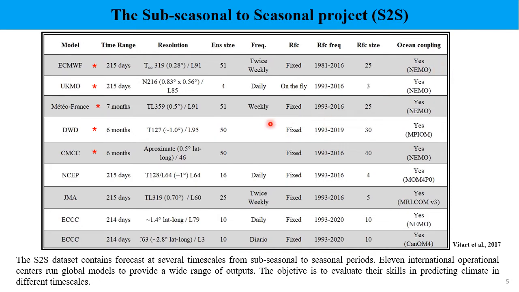We take the data from the climate data store, that you know is inside of a bigger project, the subseasonal to seasonal project. Just to tell you a little about the S2S, this is a database that contains forecasts of several time scales from subseasonal to seasonal periods. 11 international operational centers run global models to provide a wide range of outputs. The objective is to evaluate their skill in predicting climate in different time scales.